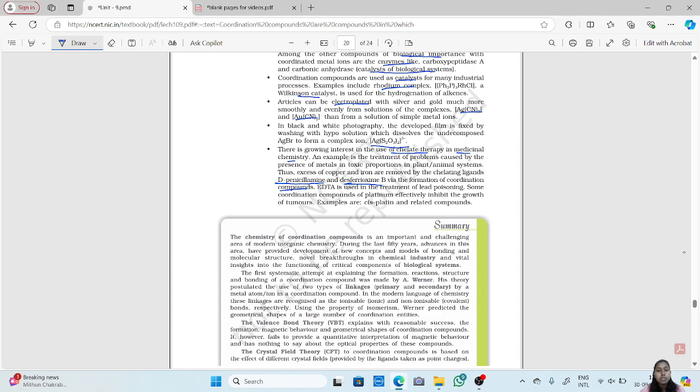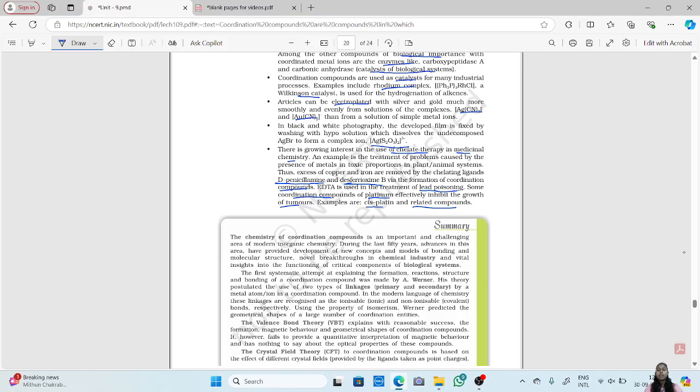EDTA is used in the treatment of lead poisoning. Now some coordination compounds of platinum effectively inhibit the growth of tumors. Examples are cisplatin and related compounds.